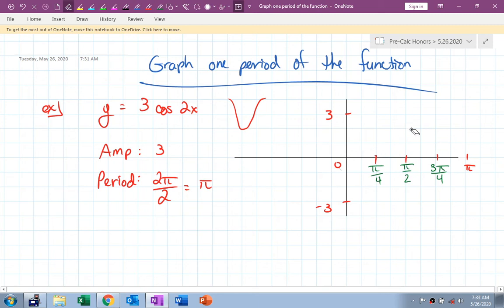Maybe it's not going to let me erase. Look at that. I think it's time for a new computer. Or whatever. So let's graph it.